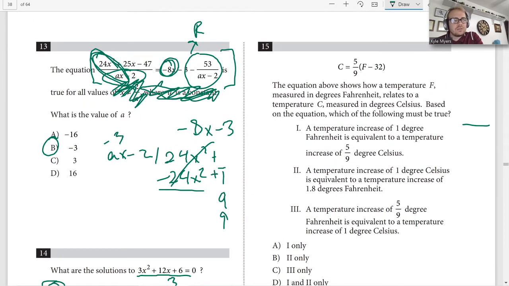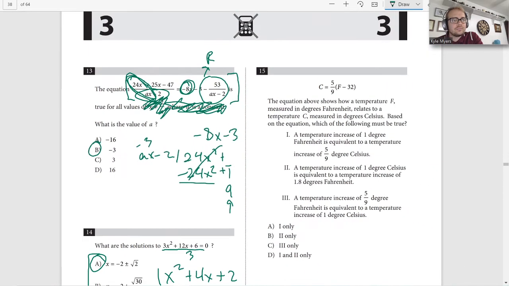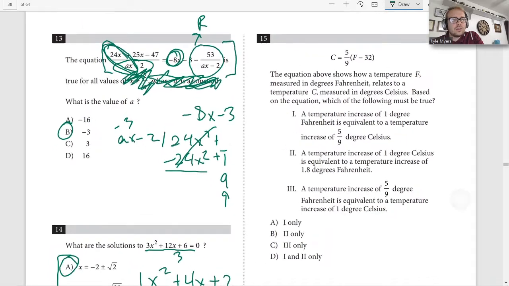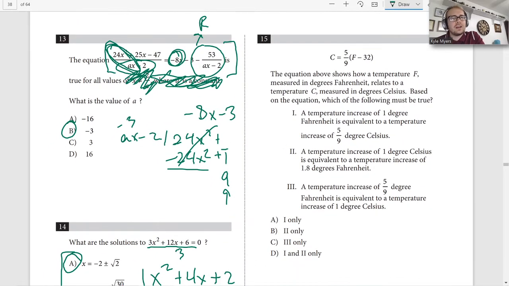They basically say which of these things is true. We need to know which thing is true. Well, in order to know which thing is true, we just have to figure out if what they're saying is legit or not. So they're saying in number 1, a temperature increase of 1 degree Fahrenheit is equivalent to a temperature increase of 5/9 degrees Celsius. So let's start off with an easy one.